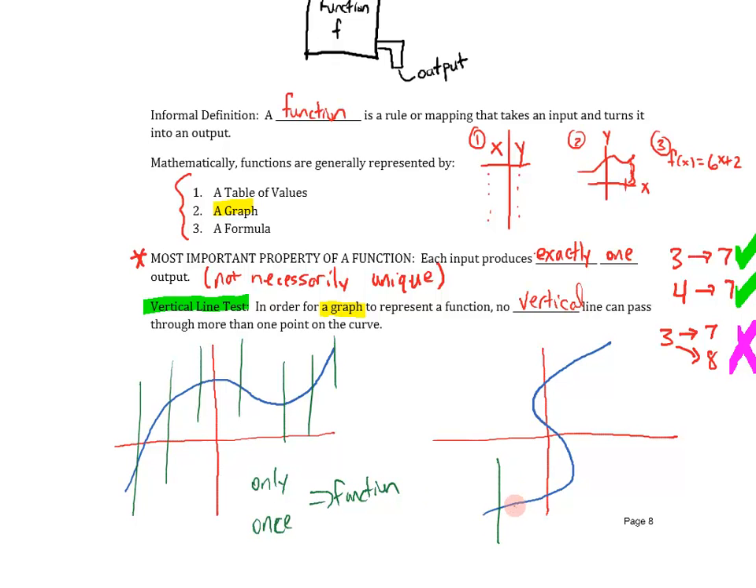On the other hand, this one hits once right there, but if I draw a vertical line right here, how many times does that hit the curve? More than once. If anywhere at all a vertical line crosses more than once, that means it's not a function. Notice how there is a place where it crosses only once, but there is also a place where it crosses more than once. Anytime that happens, you have something that's not a function.